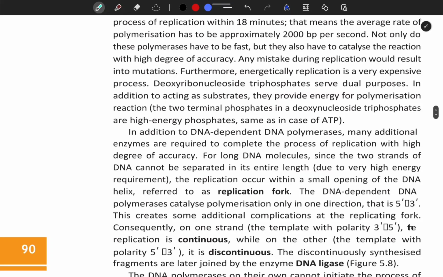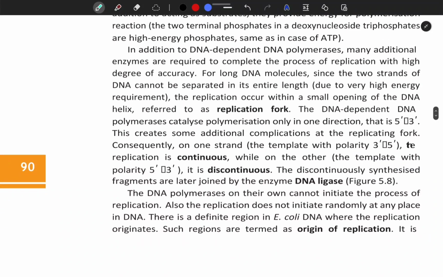Furthermore, energetically replication is a very expensive process. Deoxyribonucleoside triphosphates serve dual purposes. In addition to acting as substrate, they provide energy for the polymerization reaction. The two terminal phosphates in a deoxynucleoside triphosphate are high energy phosphates, same as in the case of ATP.